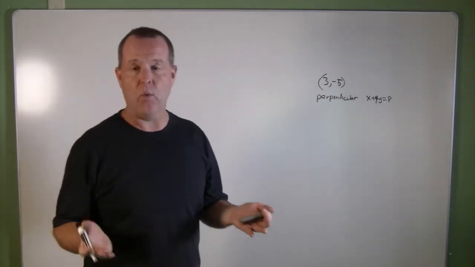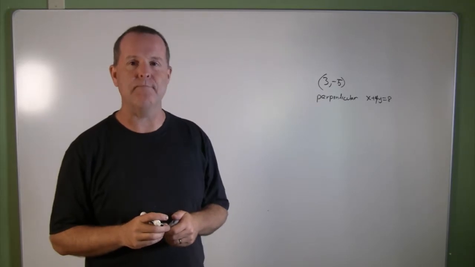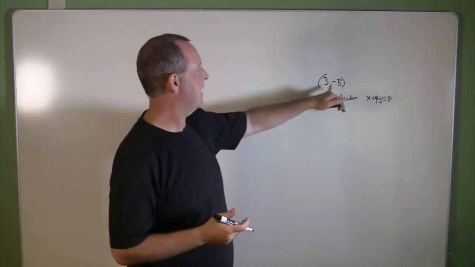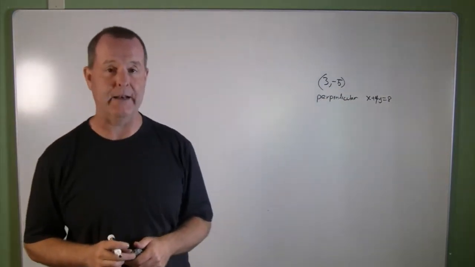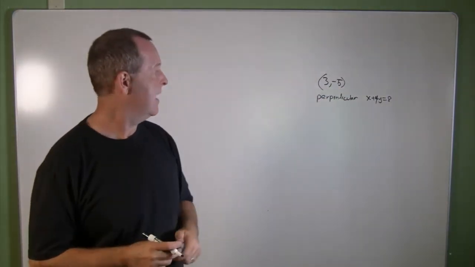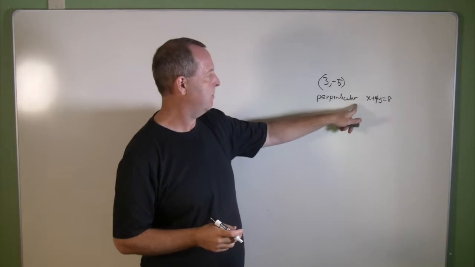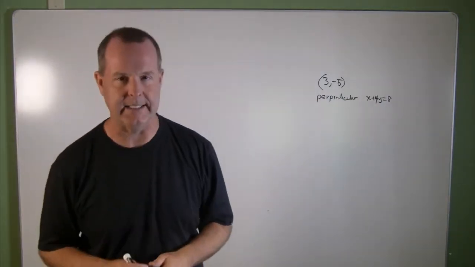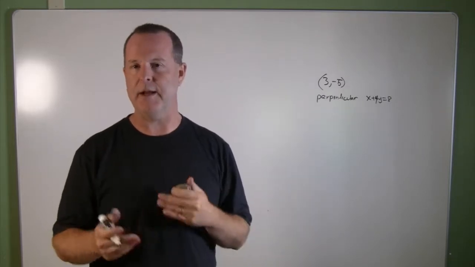So let's say that I want to write the equation of a line that matches these two sets of beginning information. One is I know that the line goes through the point (3, -5). And I know that my line is perpendicular to this line, x + 4y = 8. So there's lots of information I have here.